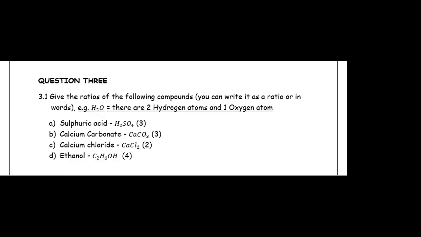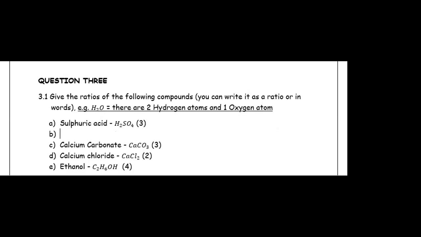So an example here was H2O. You just need to tell me how many atoms of each element there are in the compound. So in H2O, there are 2 hydrogen atoms, because there's a 2 next to the H, and there's 1 oxygen atom because there's no number next to the oxygen. Okay, help me answer this one here.